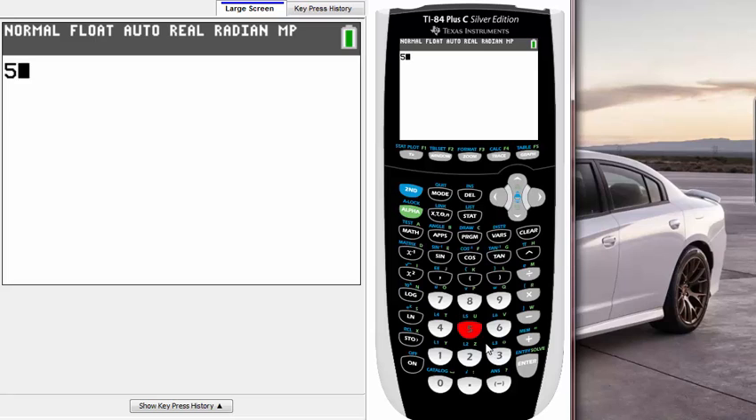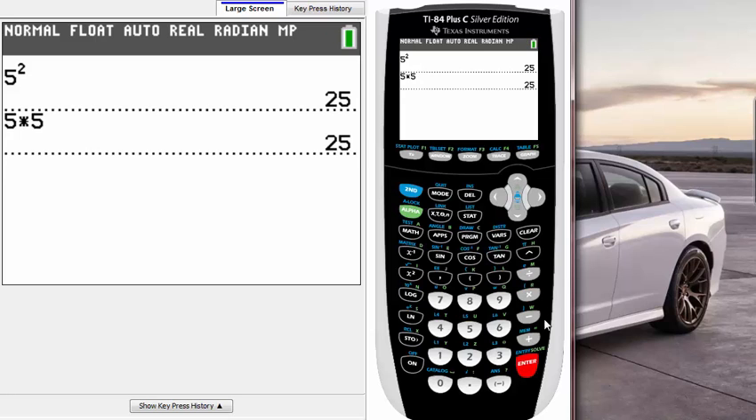If you type in your number and hit that, it's going to insert that 2 on top of that 5. This 2 indicates a square, so 5 and 2 is the same thing as saying 5 squared. If we hit enter, we will get 25. We should get the same answer by multiplying 5 times 5, which is 25 also.